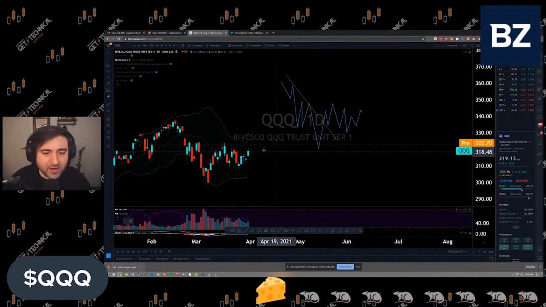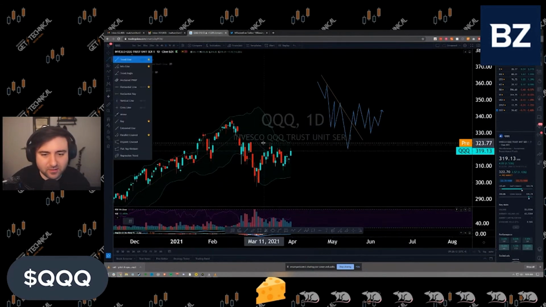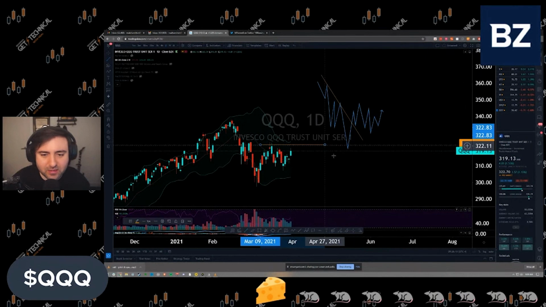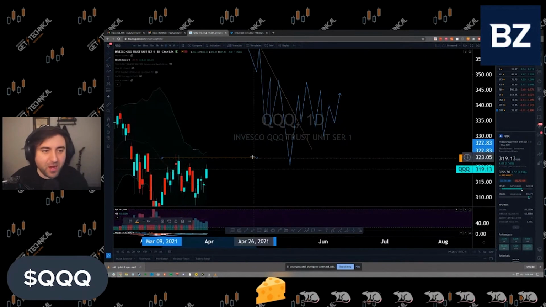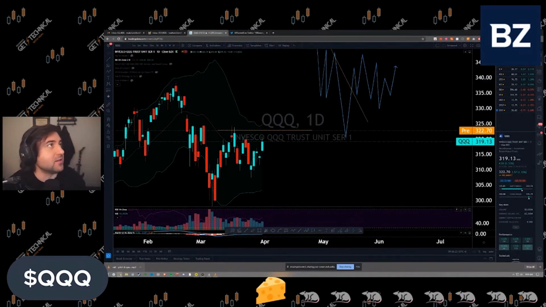QQQ gapping up massively. Still, here's what I got to say. This is the level that it's at right now in the pre. Great gap up. We're getting a lot of strength. And if there's any month for this type of stuff to happen, it's April. April has historically been a great year for bull markets. Stocks get bought up in April. I don't know, I saw it on Reddit.